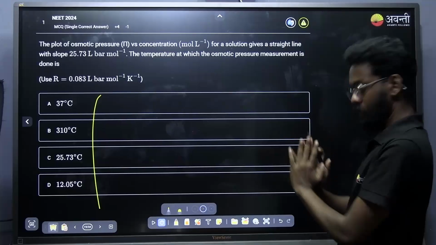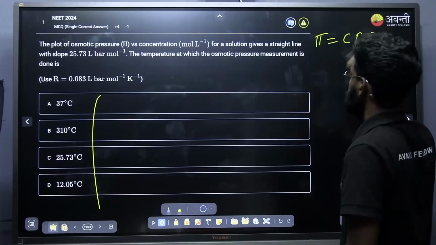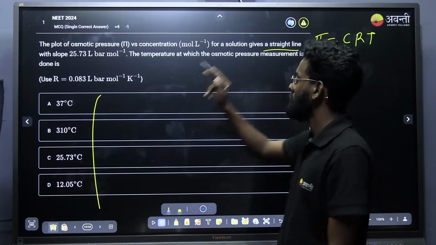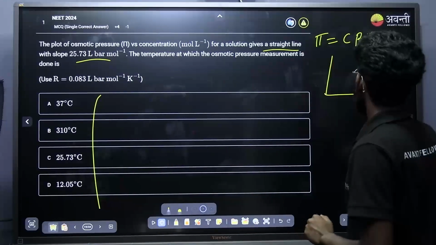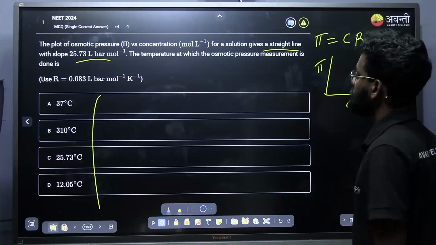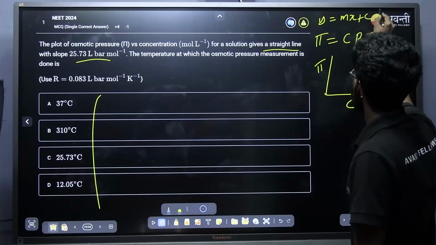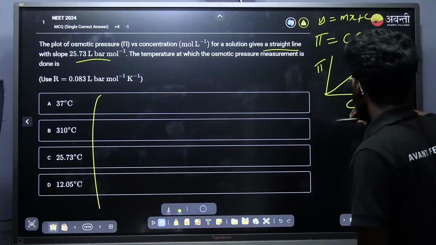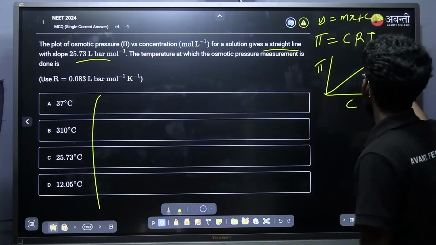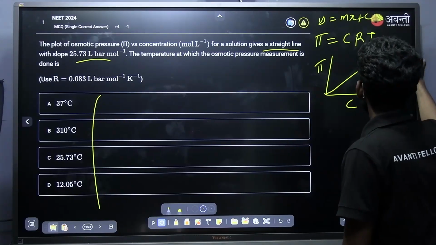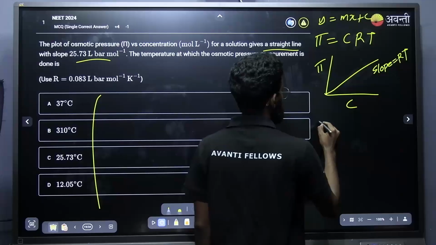As the question is related to osmotic pressure, just write the osmotic pressure equation. Pi is equal to CRT. And for a solution it gives a straight line with a slope, which means there is something we should do with the graph. I will be drawing a graph of pi versus c. This will be y is equal to mx plus c, and the constant is 0. So I will be drawing a straight line which starts from the origin. And what is going to be the slope? Slope is equal to RT. I got the slope right.